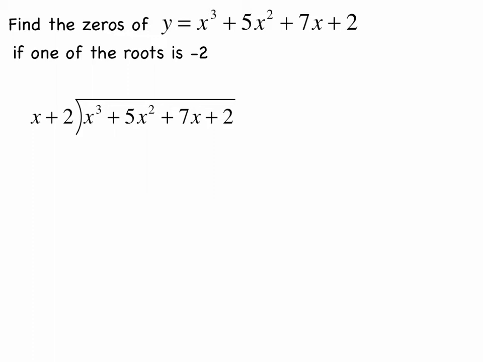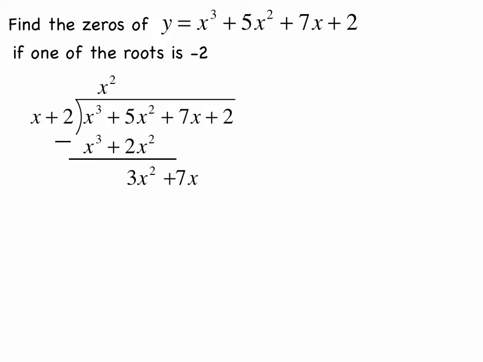We take the first term, x to the third, and divide it by x, and we're left with x squared. We put that on top. Now I'm going to multiply that back again. X squared times x plus 2 is x to the third plus 2x squared. Again, just like in the previous example, we're going to subtract. X to the third minus x to the third cancels out. 5x squared minus 2x squared is a positive 3x squared. Bring down the next term, which is a 7x, and we're going to do this all over again.